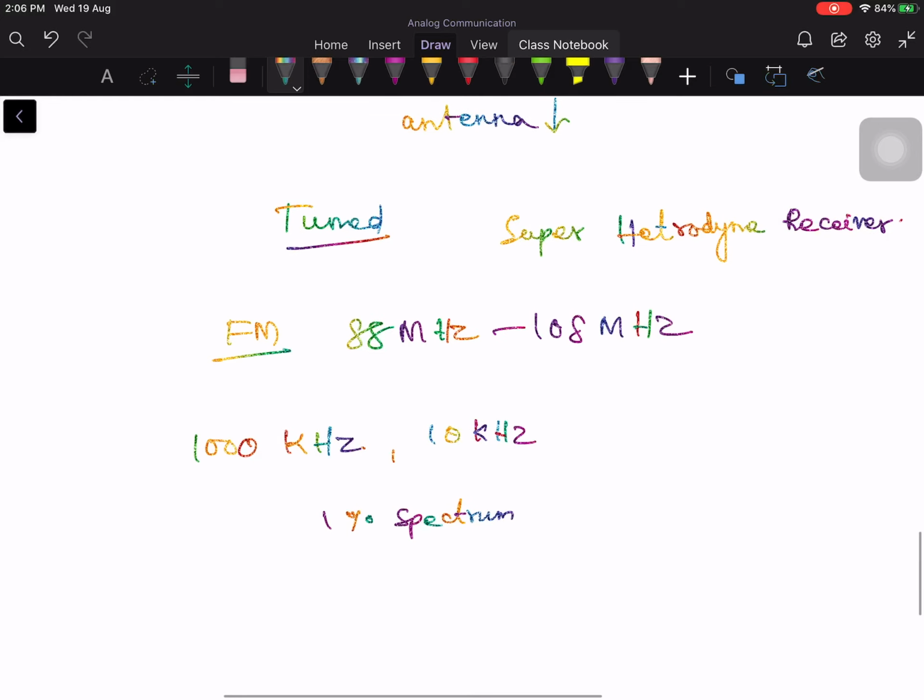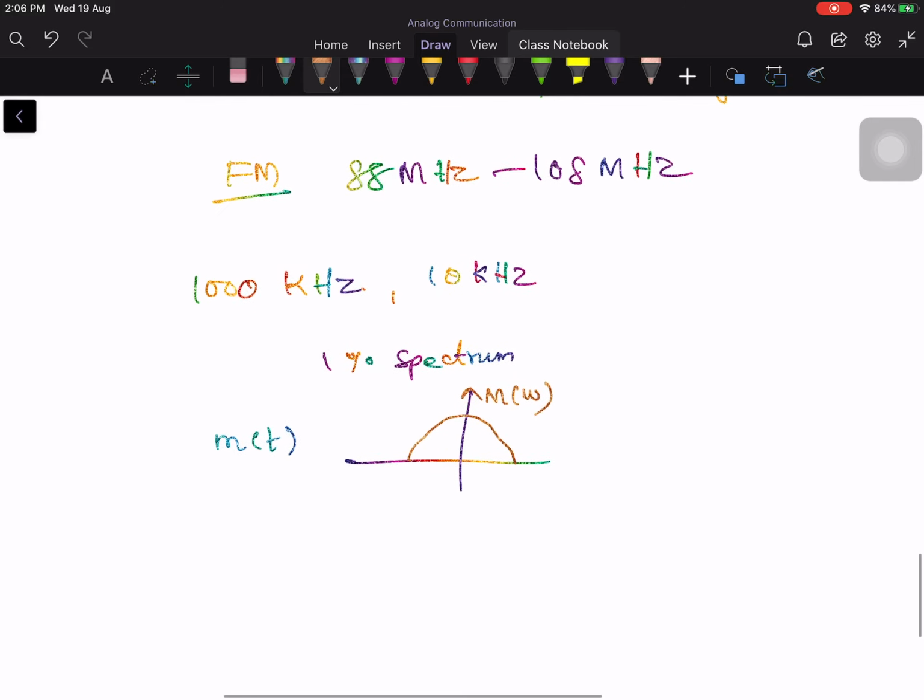Let's say you have a message signal m of t, its spectrum is like this. Maybe I will draw the figure. It's not exactly like this, it is just a representative figure. Let me say this is my message m of omega, and from positive side 10 kilohertz and negative side minus 10 kilohertz. I will tell you what we mean by negative frequencies.